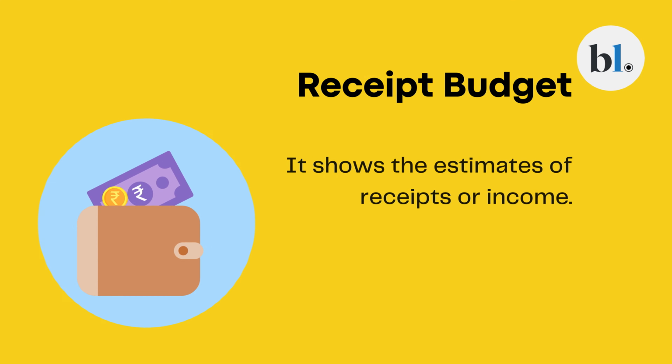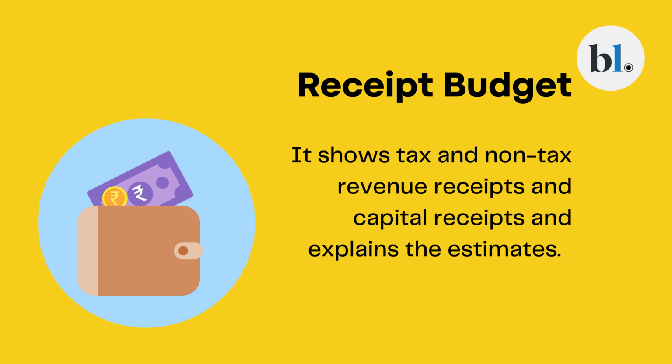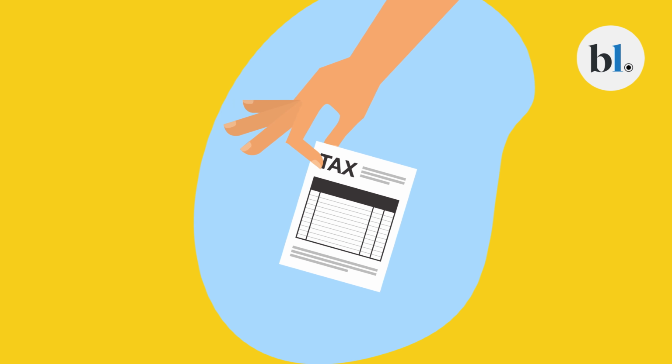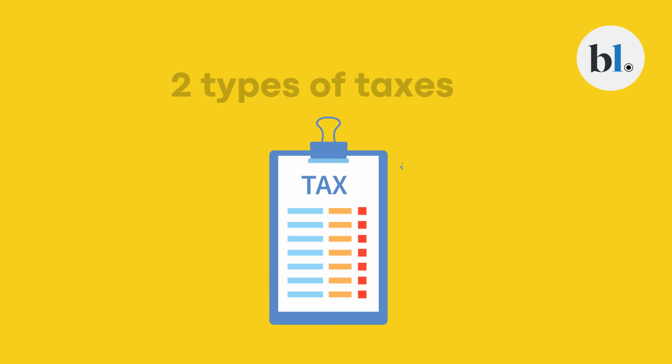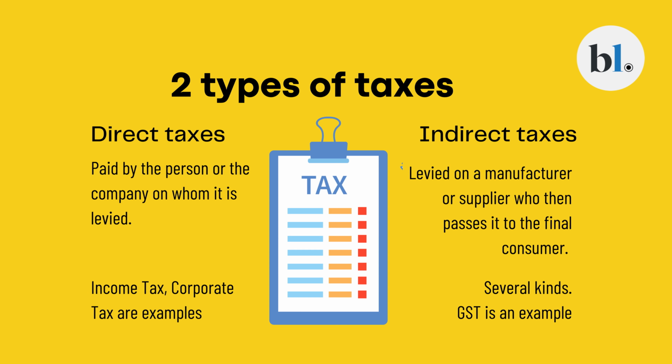The estimates of receipts are broken down in the receipt budget. The document has information on the tax and non-tax revenue receipts and capital receipts, and explains the estimates. The government's tax policy is usually one of the most talked about parts of any budget. There are two types of taxes, direct taxes and indirect taxes. Direct taxes are directly paid by the person or the company on whom it is levied. Indirect tax is a type of tax that is passed on to another individual or an entity.